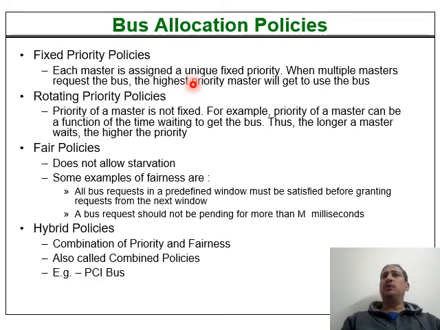Or what we can do is use something called fair policies, which do not allow starvation. A simple example: all the requests that have been made in a particular time period will be catered to first before accepting any other request. Or a bus request should not be pending for more than a particular amount of time. As the time passes, the priority of the request becomes higher. Or you may have a combination of these policies.